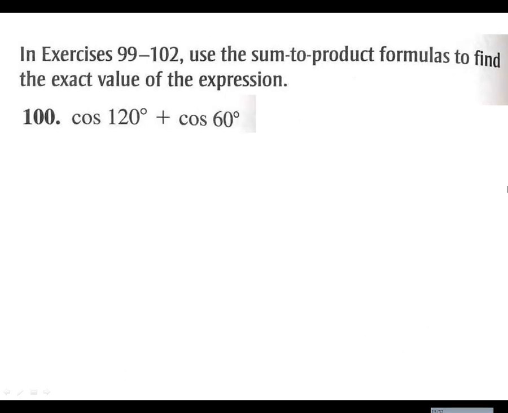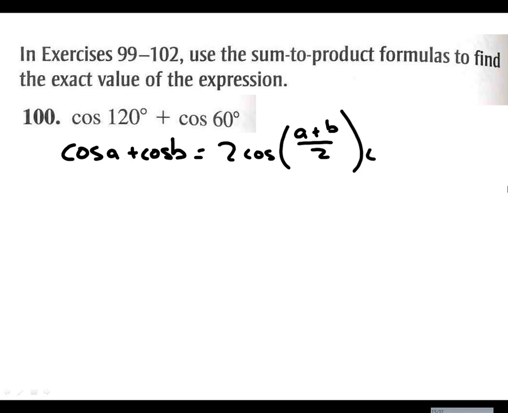All right, closing in on the last few problems here. Cosine of 120 plus cosine of 60. We're looking for our formula cosine A plus cosine B. And so if we look into our formula sheet here, that is 2 cosine (A plus B) over 2, cosine (A minus B) over 2. And so we plug these in.